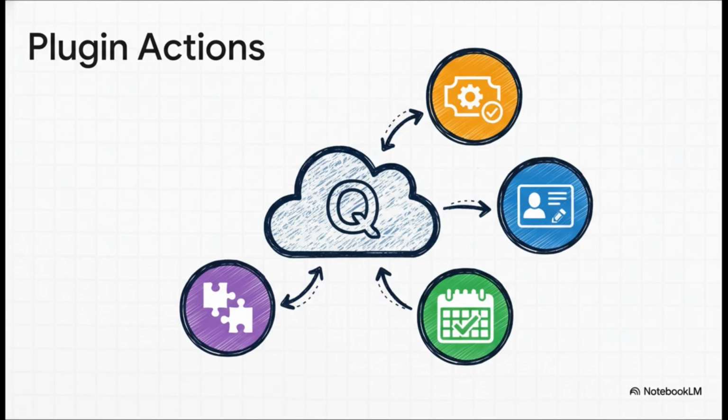Well, you could literally tell Q, hey, create a new ticket in Jira about this bug, or update the contact info for this client in Salesforce. You can even have it do things like submit your time off request. And the best part? If there's not a ready-made plugin, you can build a custom one for just about any app that has an API.